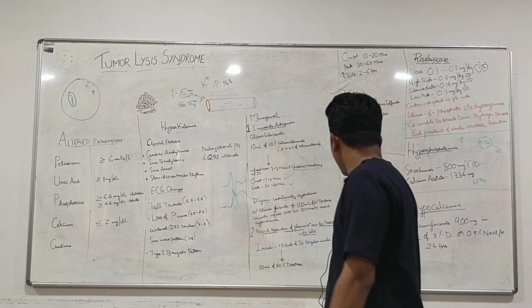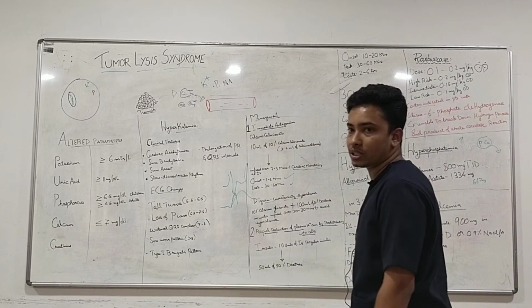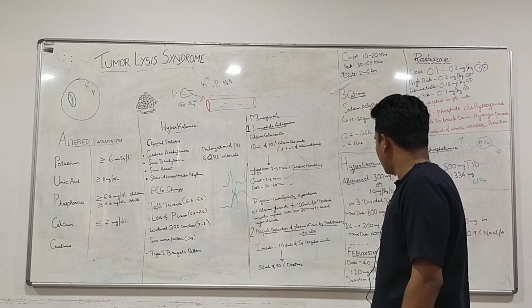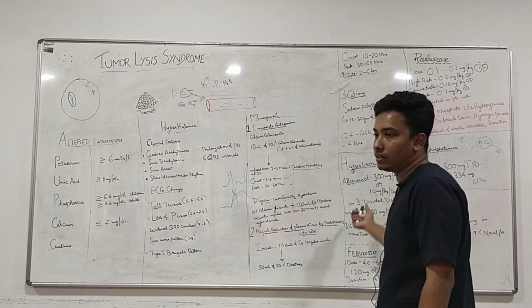In cardiac cases, you won't give this one. There are more cardiovascular complications with febuxostat. Mostly they have seen allopurinol, they'll start with that.